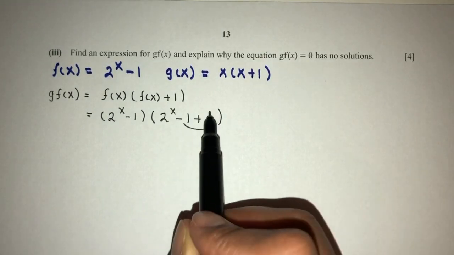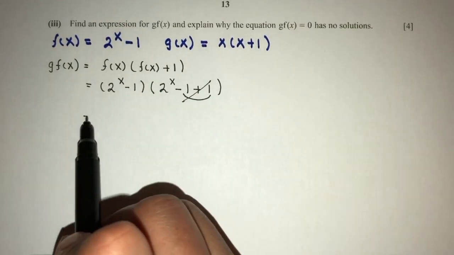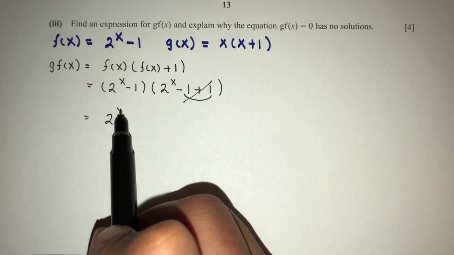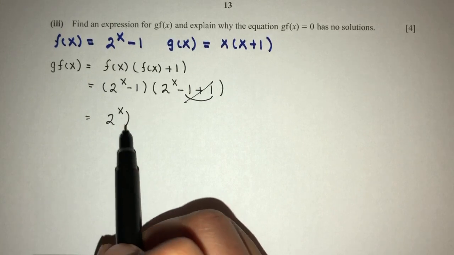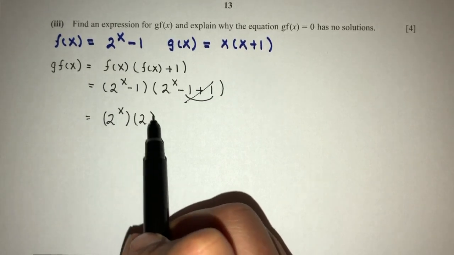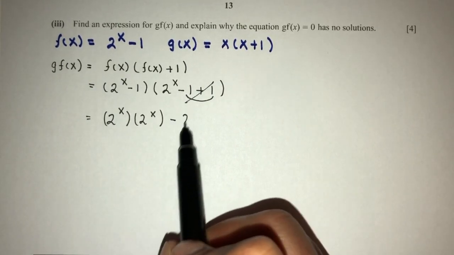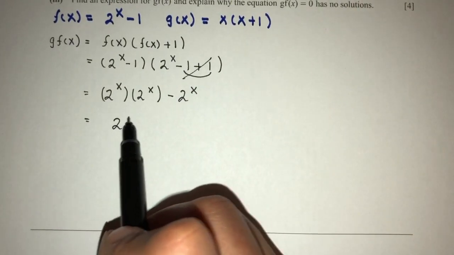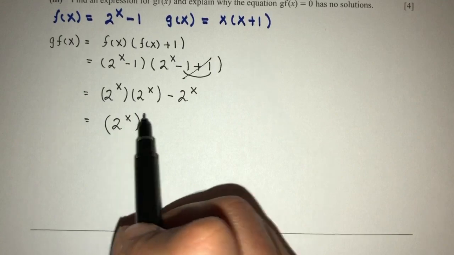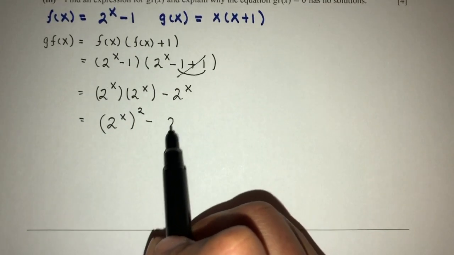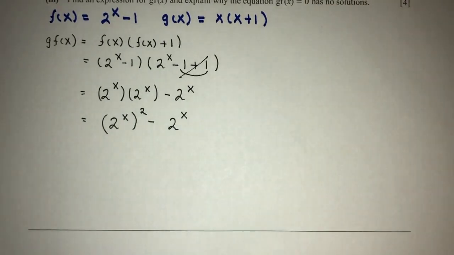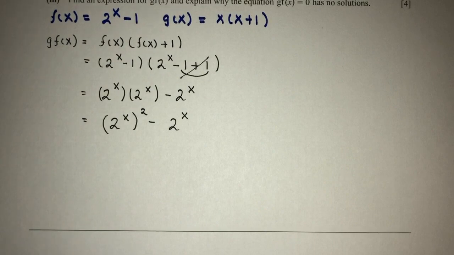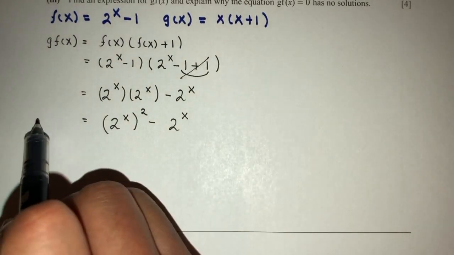These two will cancel out. So you will have 2 power x times 2 power x and then minus 2 power x. So basically, that will be 2 power x squared minus 2 power x. Okay, so this is the expression that we have for this one.